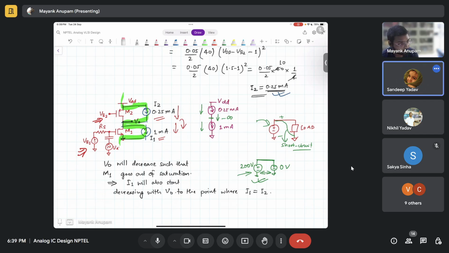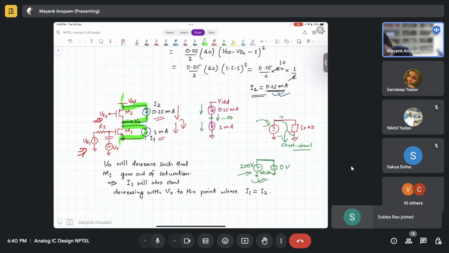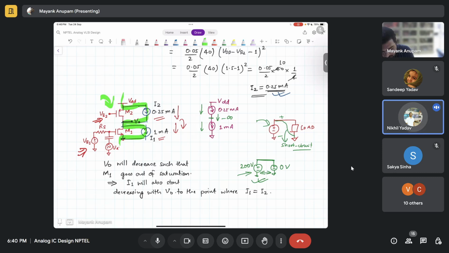I2 remains the same, but only I1 will reduce. I2 is remaining the same because this transistor is not going out of saturation. M2 is not going out of saturation. Which one is going to go out of saturation? For M2 to go out of saturation, V0 has to increase, right? So even if it decreases, it will not affect it. But for M1 to go out of saturation, V naught has to decrease.